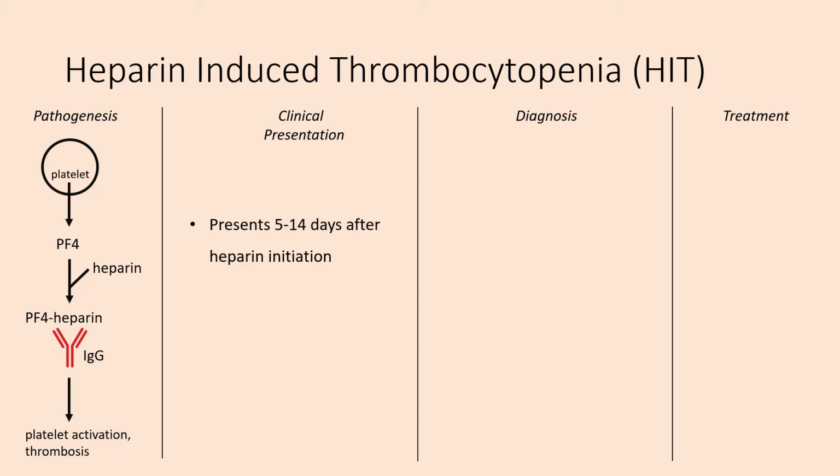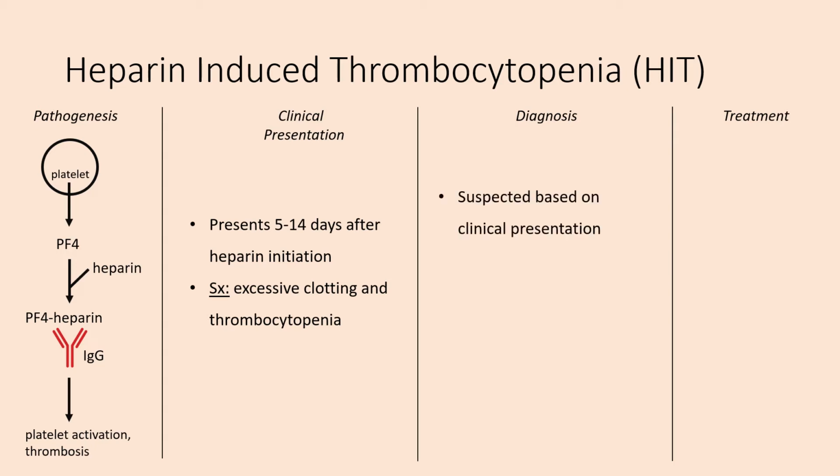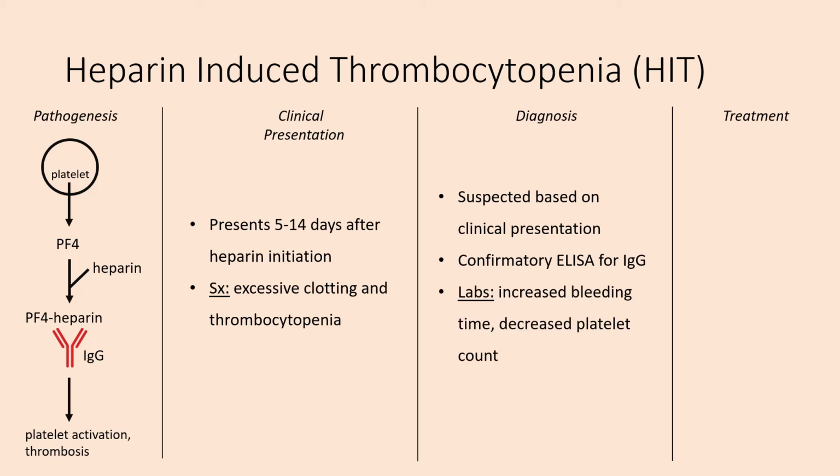Clinically, HIT will present around 5 to 14 days after starting heparin, and patients will present with excessive clotting and thrombocytopenia. The diagnosis is suspected based on clinical presentation, especially in a patient with a recent heparin initiation, but it also can be confirmed with an ELISA test for the presence of IgG antibodies. Labs will show increased bleeding time and decreased platelet count. Treatment for HIT is to discontinue heparin and start an alternative anticoagulant. And patients with a history of HIT will need to avoid heparin for the entirety of their lives.